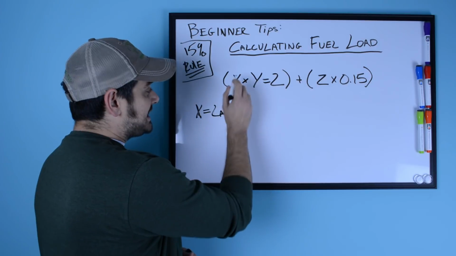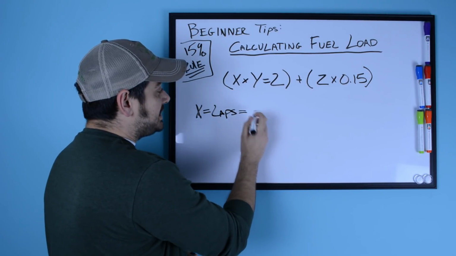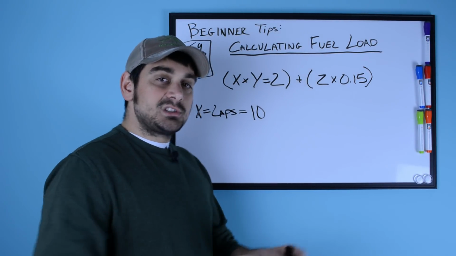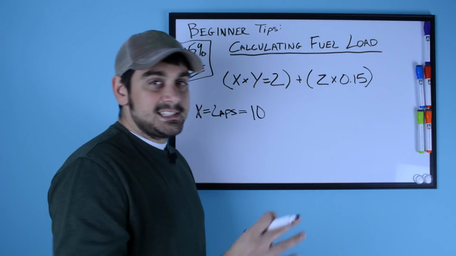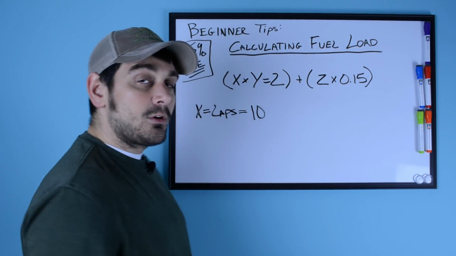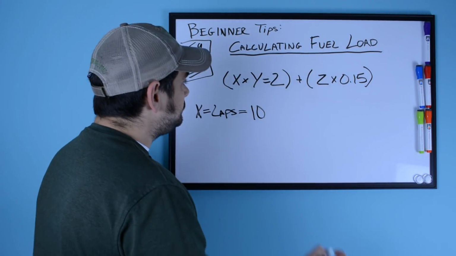So in our race, X equals the laps, which is going to equal 10 laps. That's pretty similar to what most races in sim racing, they start around 10 minutes or 10 laps. So this is a pretty common number. Also, we'll just keep the math simple.